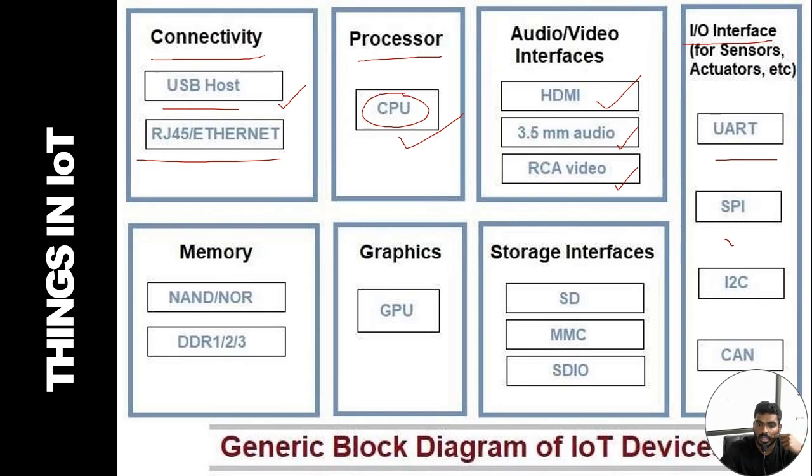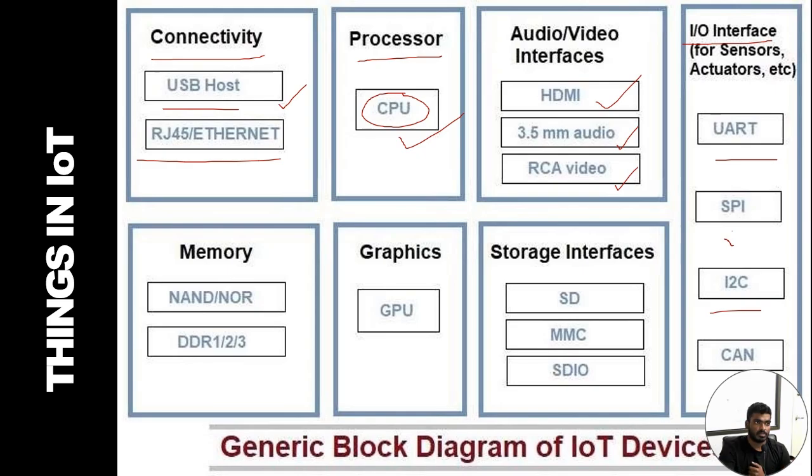For example, SPI is used in weather monitoring systems to connect sensors like temperature and pressure sensors. Okay, and I2C is used for communication over short distances, such as between microcontrollers and sensors in smart devices. And coming to CAN, the Controller Area Network, it is a robust communication standard often used in vehicles and industrial automation to exchange data between components like the engine and control units and braking systems.